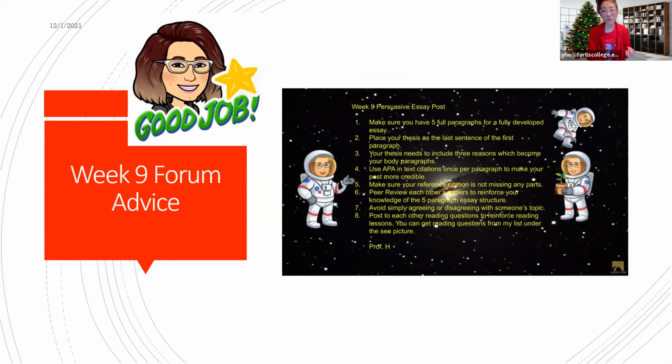So when you write your persuasive essay post, make sure you have 5 full paragraphs for a fully developed essay. Place your thesis statement as the last sentence of the first paragraph. Your thesis needs to include 3 reasons, which become your body paragraphs. Use APA in-text citation at least 1 time per paragraph to make your post more credible.